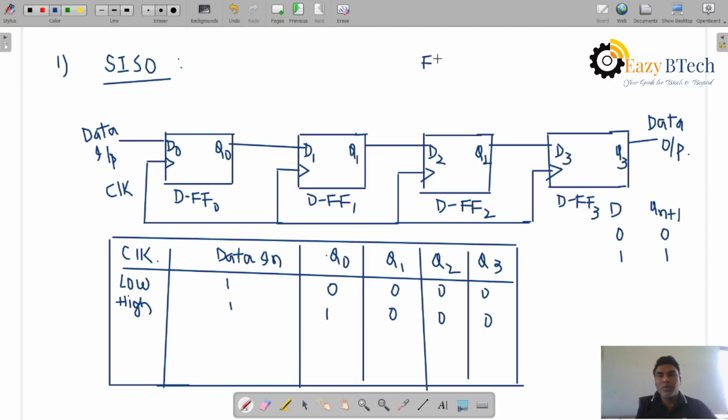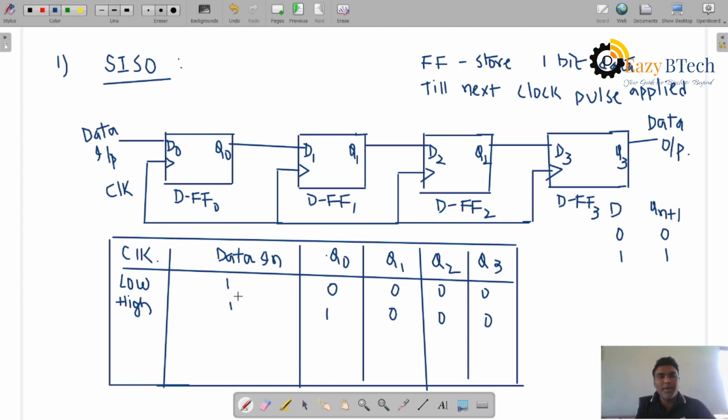Flip-flop means store. It stores 1 bit of data till the next clock pulse is applied. The data remains the same till the next clock pulse is applied. So this is a flip-flop: it stores 1 bit of data.